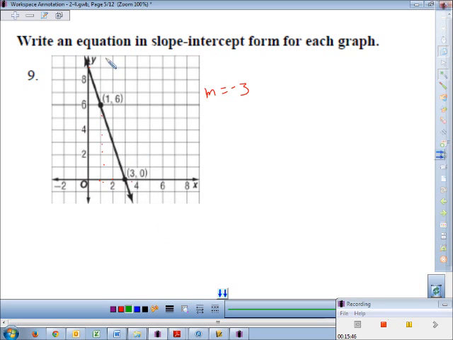Does it matter? Does not matter. I would use this one. Isn't 0 a really nice number to deal with? So, set it up.